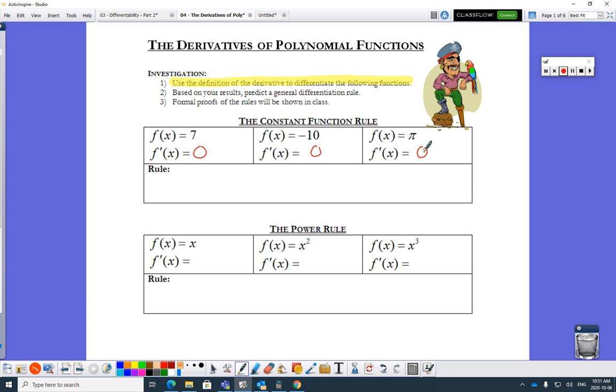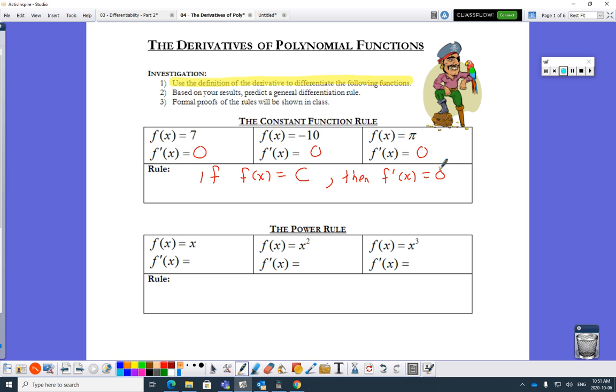From now on, if f of x equals c for some constant number, whatever it is, then f prime of x equals 0. There's your first shortcut. You're unimpressed at this point. You're like, well, that's nice.